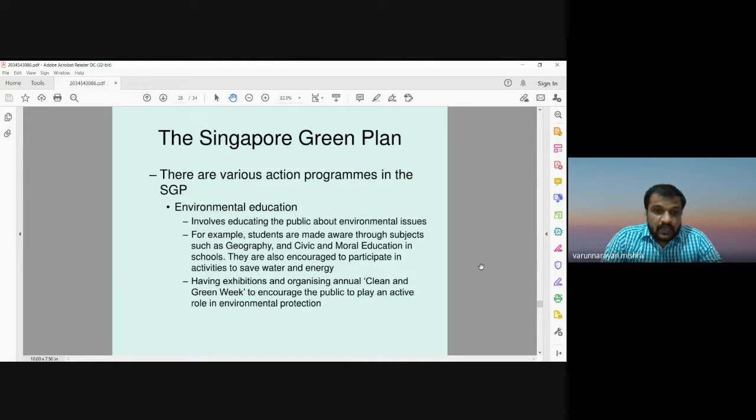There are also exhibitions and an annual Clean and Green Week organized to encourage the public to play an active role in environmental protection. So environmental education is an important part of the Singapore Green Plan, and we have to start with the education of the environment. We have to start with educating the public about environmental issues and challenges, and how we can preserve our environment and conserve environmental resources.